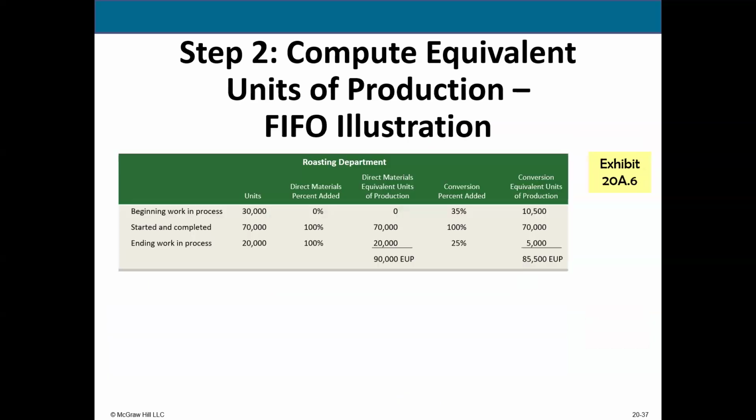And what does it look like in relationship to the first in, first out method? We have our beginning work in process inventory plus what we started and completed during the period, plus our ending work in process. And we can see the primary difference being the full number of units, right? And that's because of the way that we treat first in, first out versus weighted average.